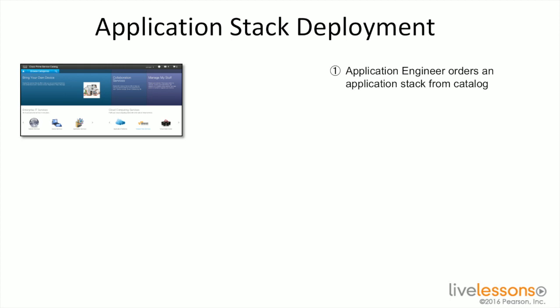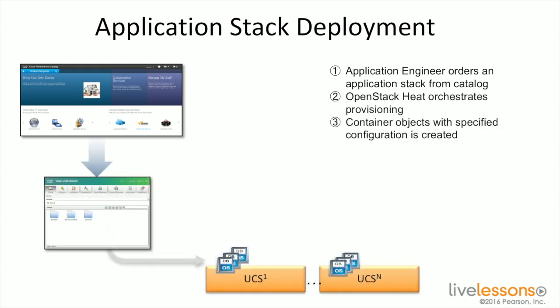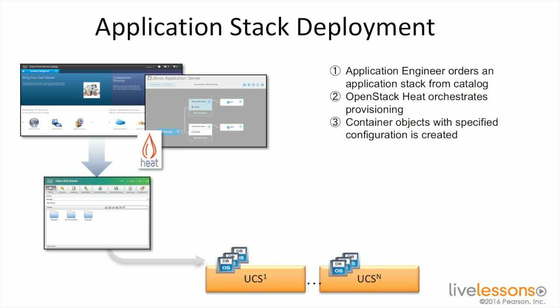So let's talk about how the end user would then leverage that application and then what would happen. So an application engineer goes out and orders this application stack from the catalog. So they go to the front end, they place the order. In the back end, what happens is that OpenStack Heat orchestration solution that we talked about is going to help to integrate within UCS Director. So it'll kick off that object that's already configured within UCS Director. So it'll tell UCS Director, go ahead and provision some servers. At this point, we'll use Heat to make that connection.